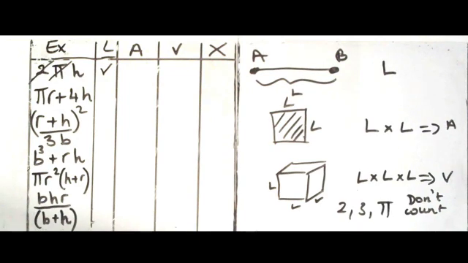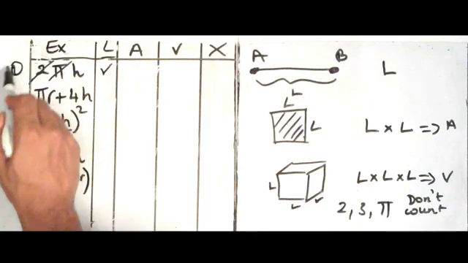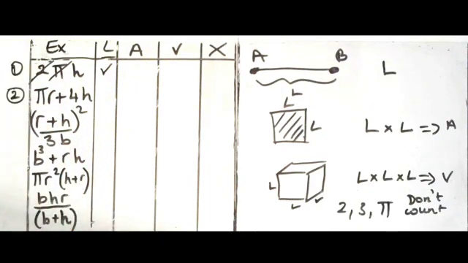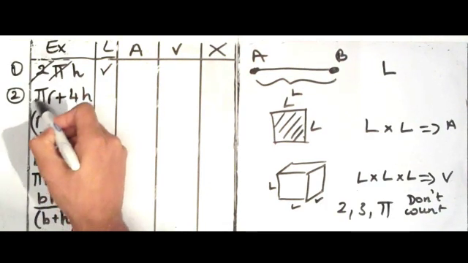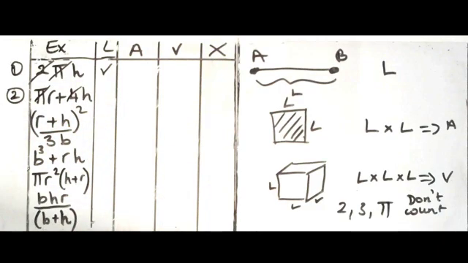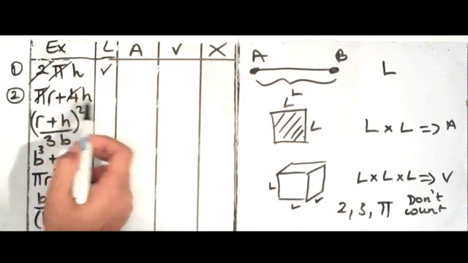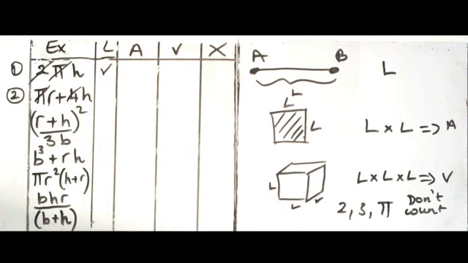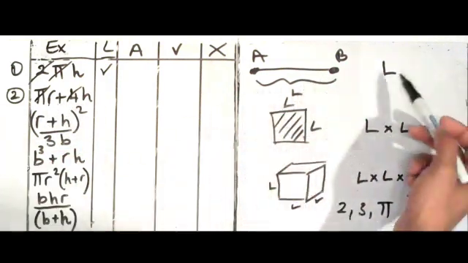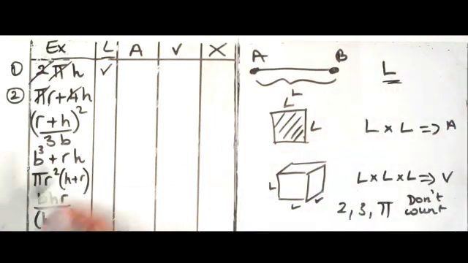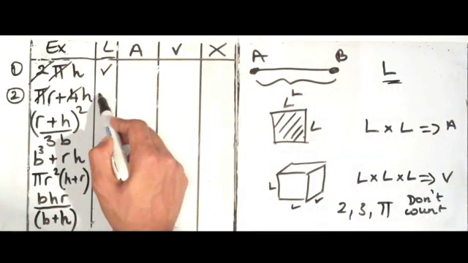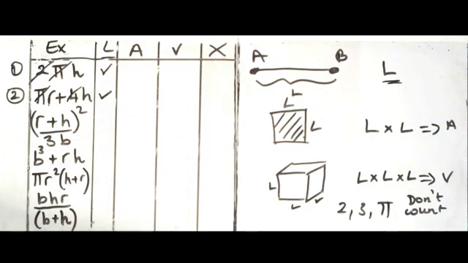Let's take a look at number 2 now. I have pi r plus 4h. Again, I'm going to cancel out the pi and the 4 because numbers and constants don't count. So I'm left with r plus h. I'm adding a length to another length, and if I add a length to another length, I still end up with a length. So for the second one, I still have a length.